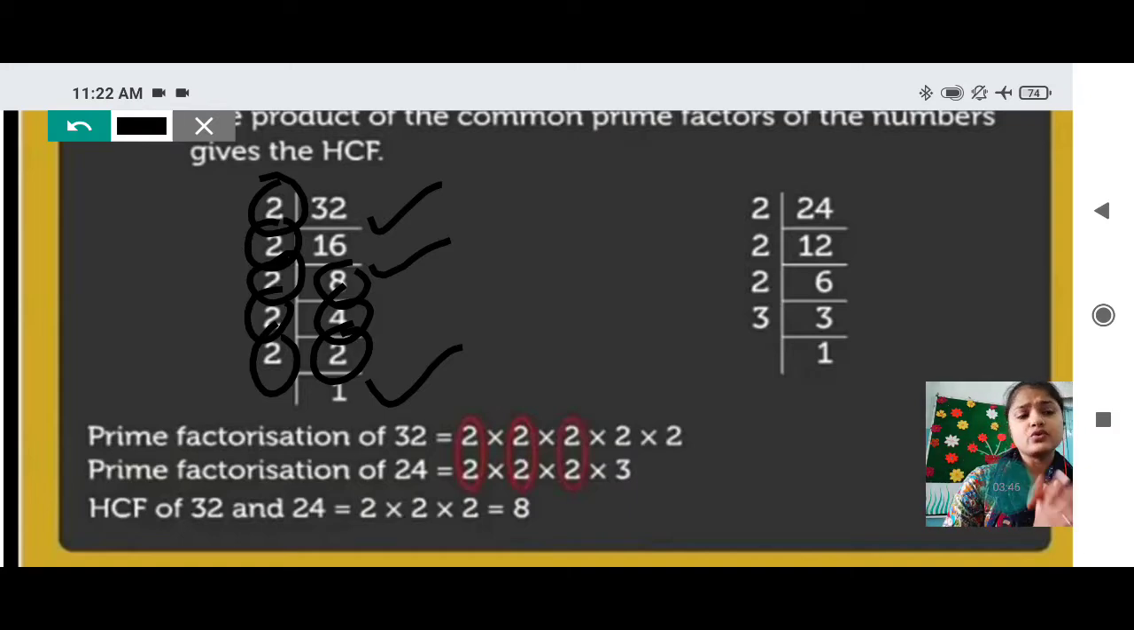In the same way we will do with 24. We will divide 24 by 2, and we get 12, so I write 12 below 24. Then again I divide this by 2, I get 6, which I write just below 12. Again I divide it by 2 and I get 3, which I write just below 6.